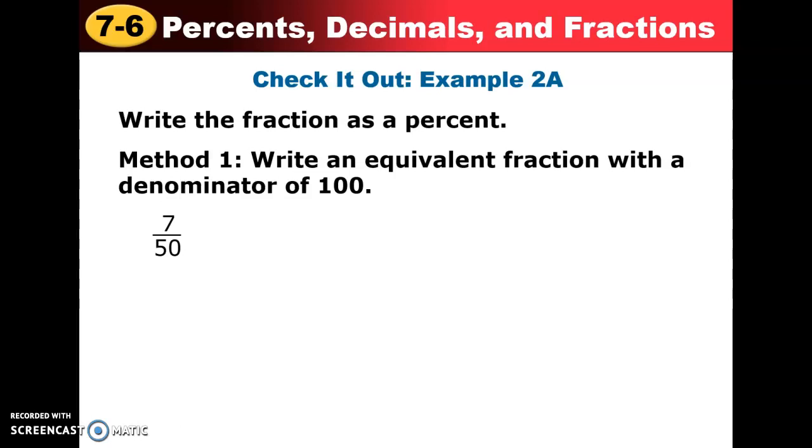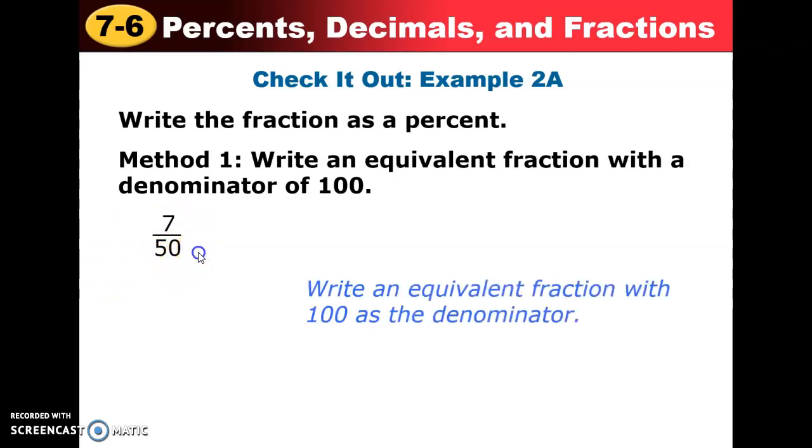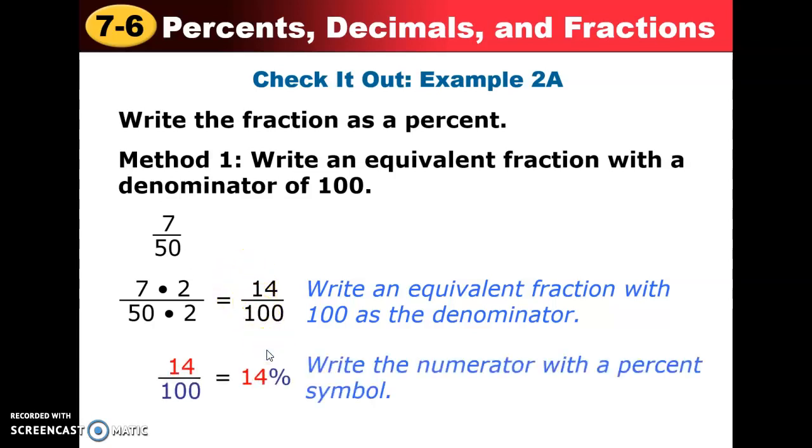Okay, next one. Write a fraction as a percent. We're going to do this as an easy one, guys. Look, 50 easily changes into 100. If we multiply the numerator and denominator by 2, we get 14 over 100, which means we have 14%.